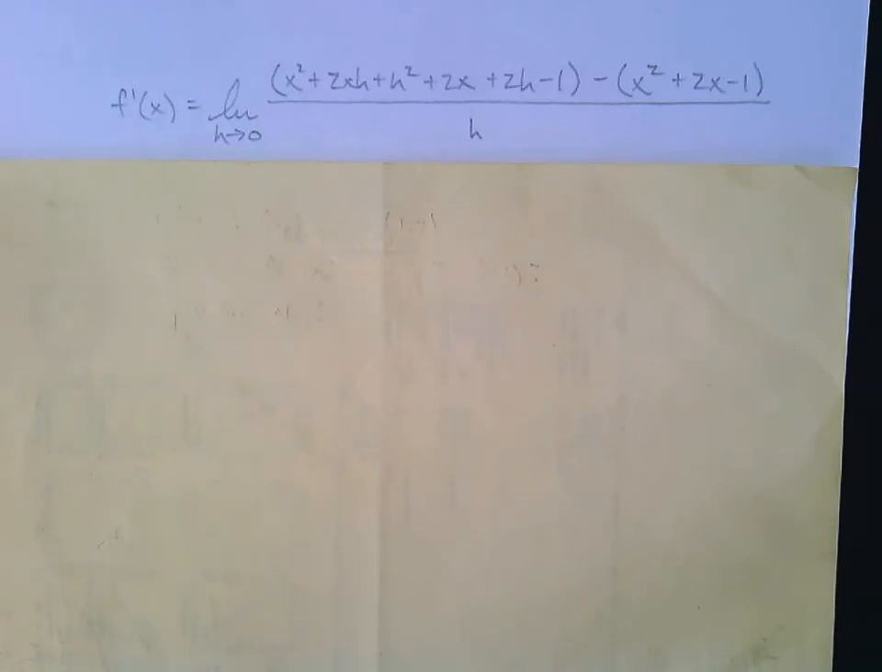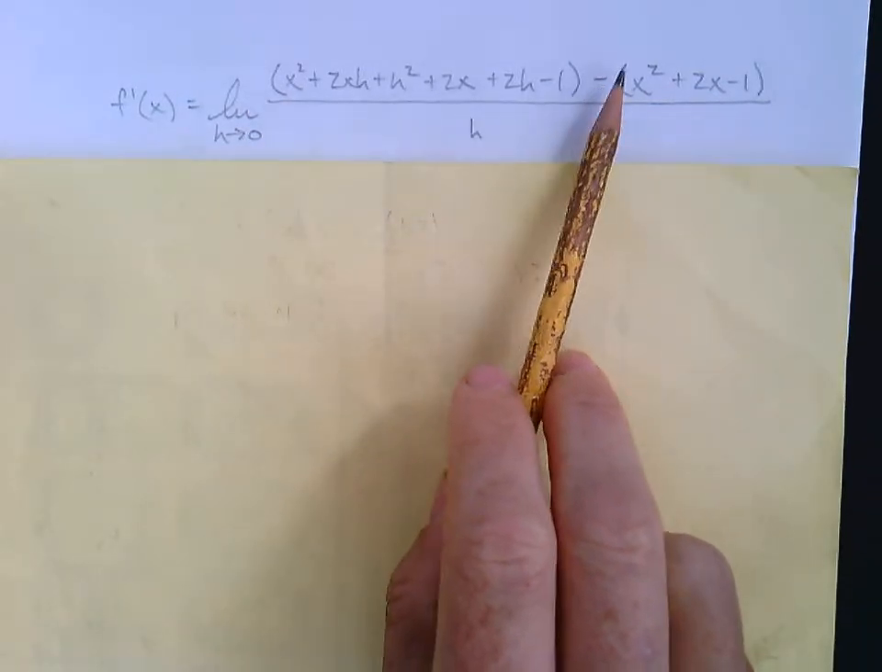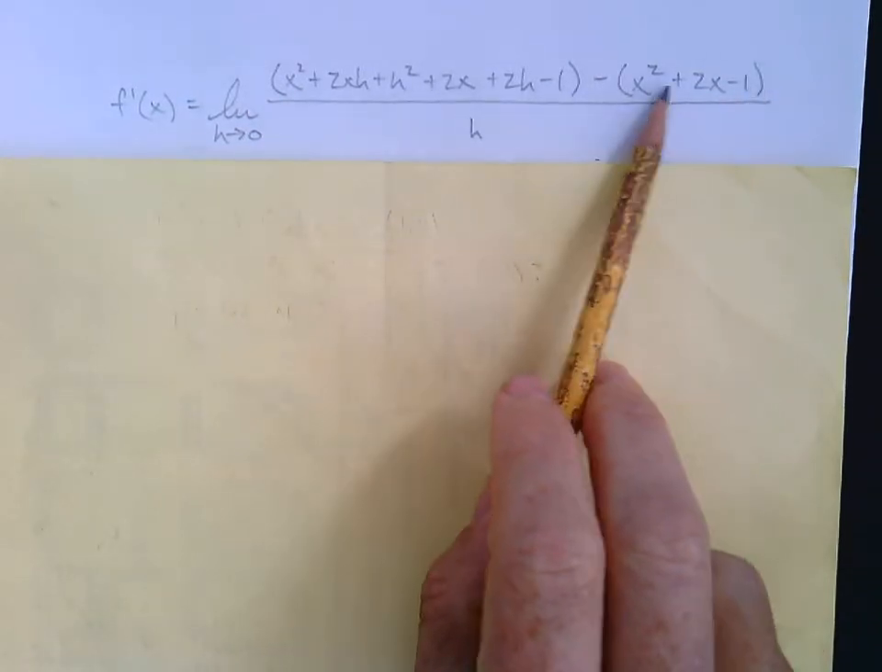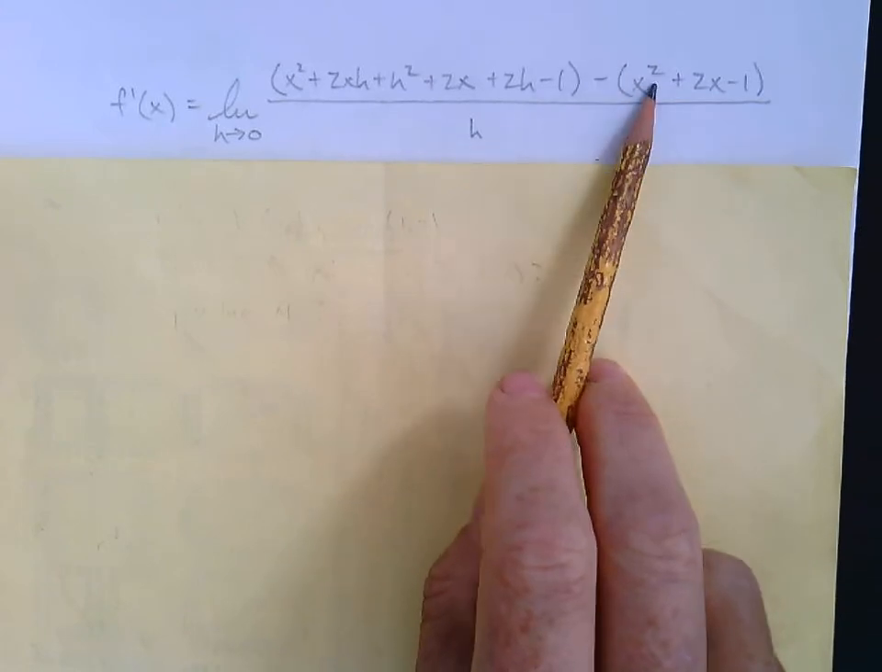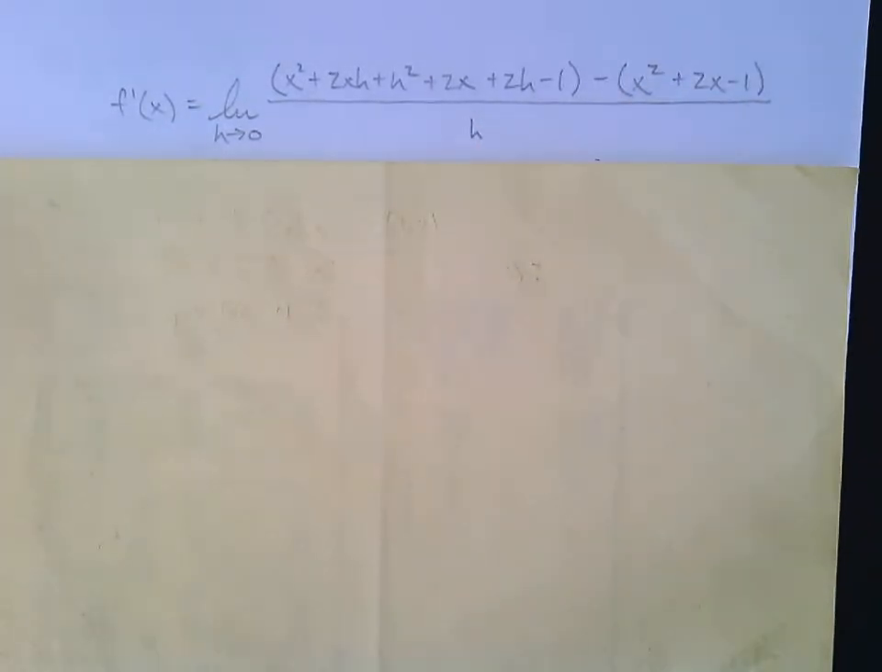So we have f prime of x equals the limit as h approaches 0 of f of x plus h minus, be sure to use parentheses here, f of x, because that negative sign needs to distribute, and the whole thing is over h, of course. All right, pretty exciting.